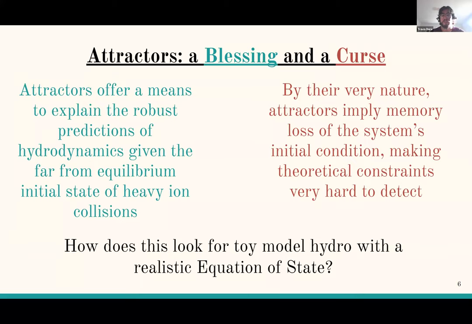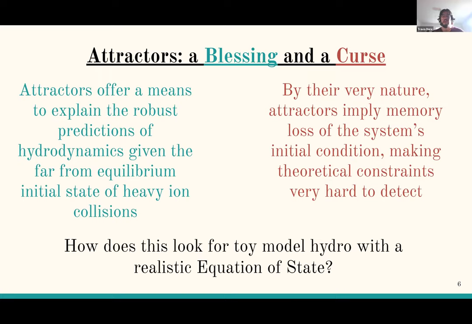However, by their very nature, these attractors imply memory loss of the system's initial conditions. So if we want to constrain those initial conditions, because that's physics that we're interested in, like, what is the initial state of the system before we detect it? It makes it really hard to detect those. It makes it really hard to put theoretical constraints on those initial conditions, because if our system loses memory of that, then we won't see them in measurements, right?